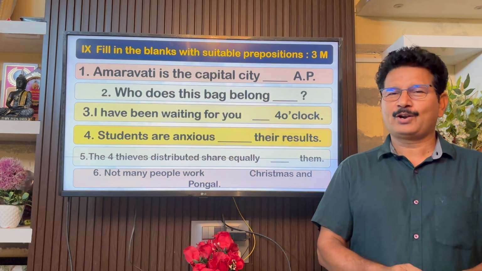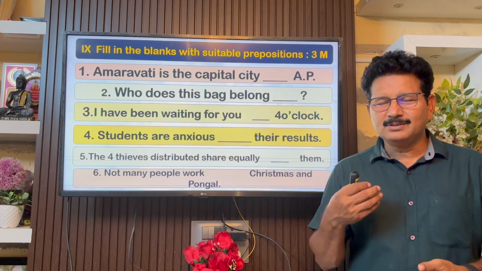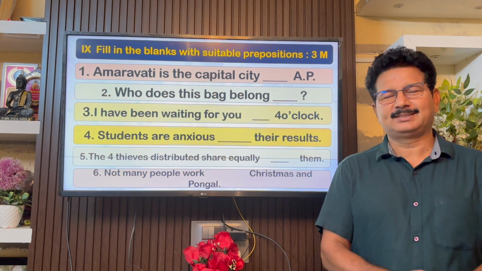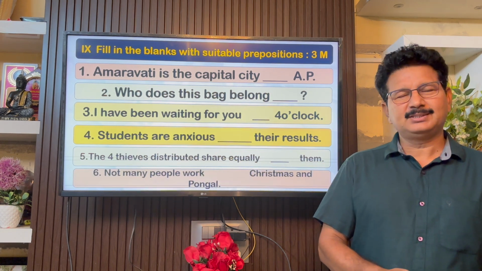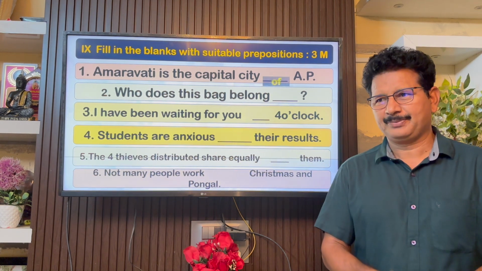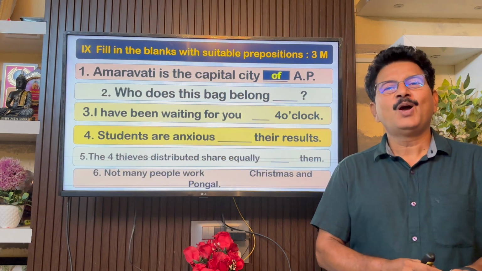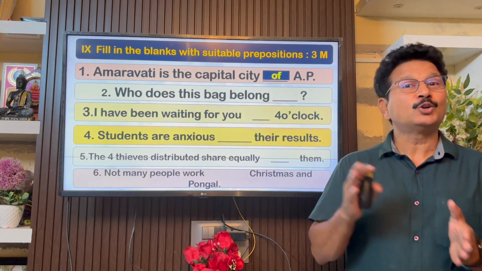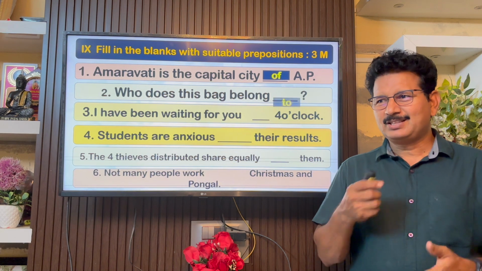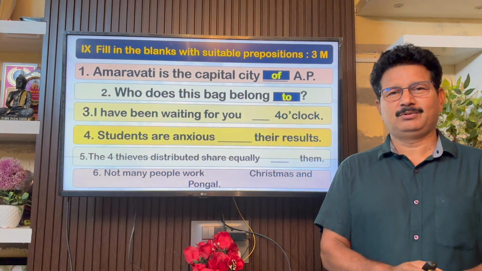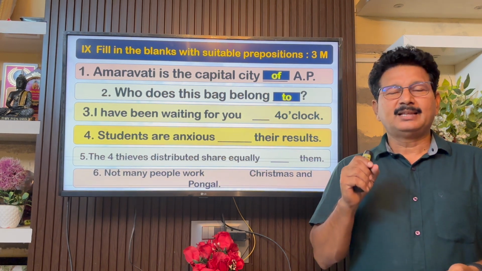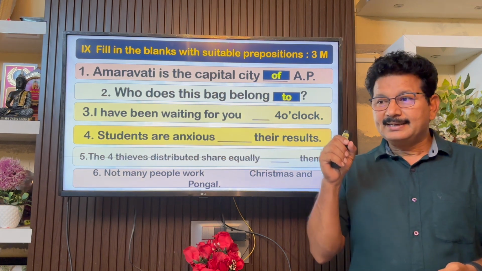Let's see. Now let's go with each example. I hope you have already done it. While I am telling this, you try to answer. The first one is, Amaravati is the capital of AP. And if you go with the second one, who does this bag belong to? So the third one is, here we have to think once. The key word here is dash 4 o'clock.